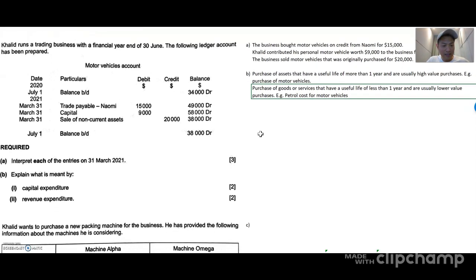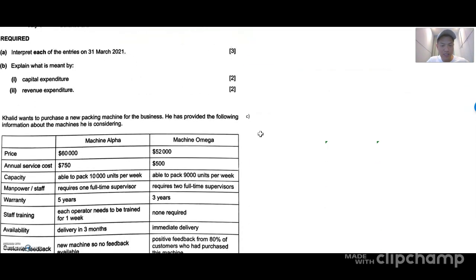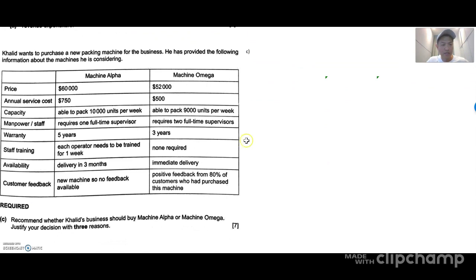Okay? So that's the first half of the question. The second half of the question is some information that Khalid wants to buy packing machines, and it's got two options, and the question has asked you, what do you choose?